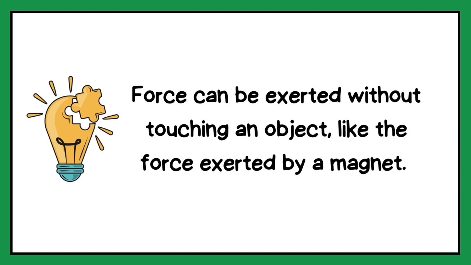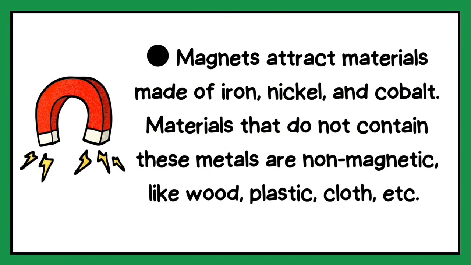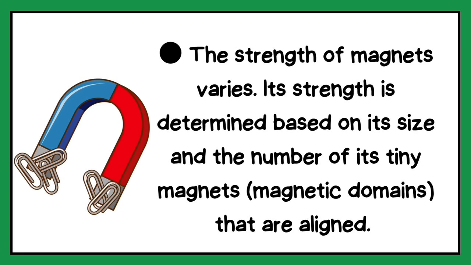Take note also that force can be exerted without touching an object, like the force exerted by a magnet. Magnets attract materials made of iron, nickel, and cobalt. Materials that do not contain these metals are non-magnetic, like wood, plastic, cloth, etc. The strength of magnets varies. Its strength is determined based on its size and the number of its tiny magnets, like magnetic domains, that are aligned.